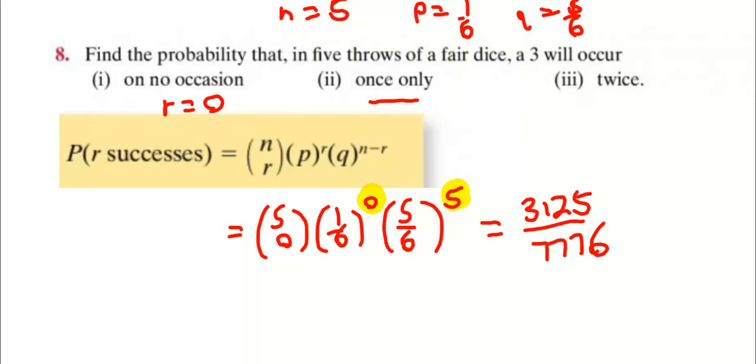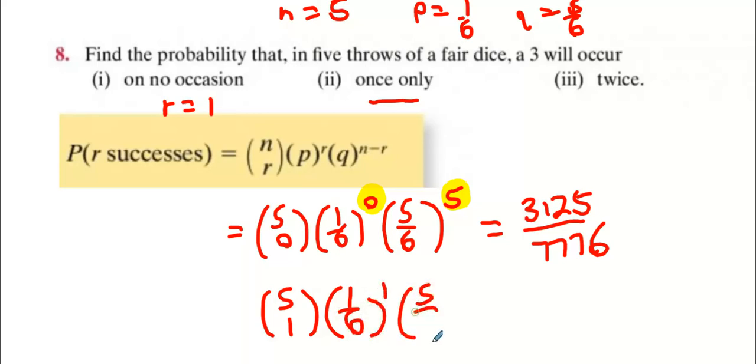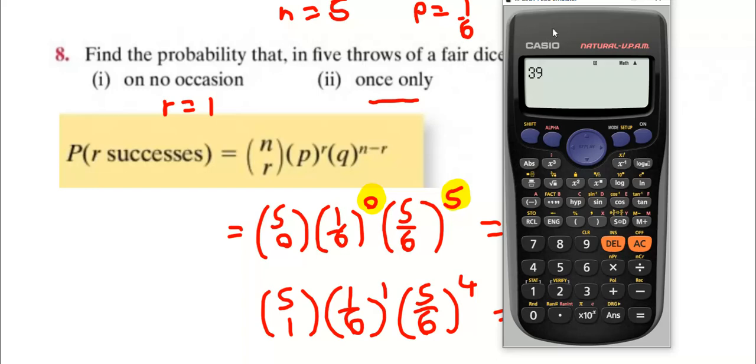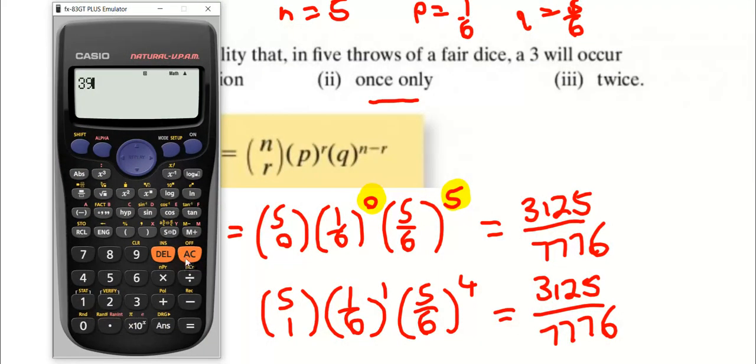Once. So what are we changing the r value to this time? Change the r value to 1, and then we do 5 choose 1, 1/6 to the power of 1. If that changes to 1, what does the other one have to change into? 4. One success and 4 fails. And oddly enough, that comes out to the exact same score, 3,125 over 7,776. I'm dubious that they're the same, but I think they actually are.